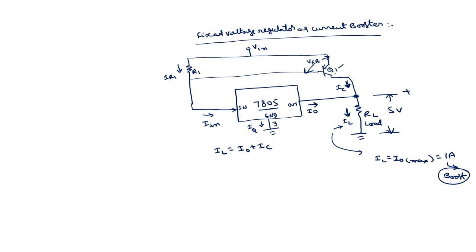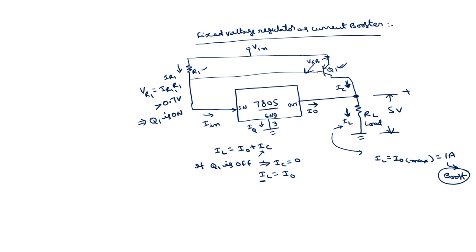Assume that if this Q1 is off, it implies IC is 0, and simply IL and I naught will be the same, without current boosting. So in order to boost this current, we have to make this IC non-zero, which means we have to operate the transistor Q1, we have to turn on this transistor Q1. For that, we are going to choose this R1 such that the voltage across it, VR1, is equal to IR1 into R1, slightly greater than 0.7 volts. Then transistor Q1 is on.